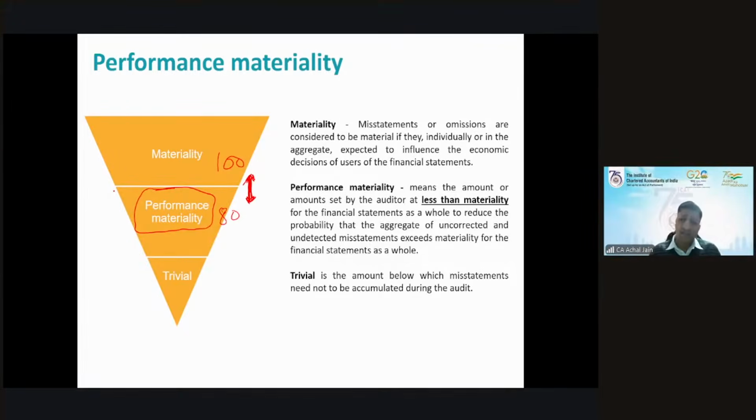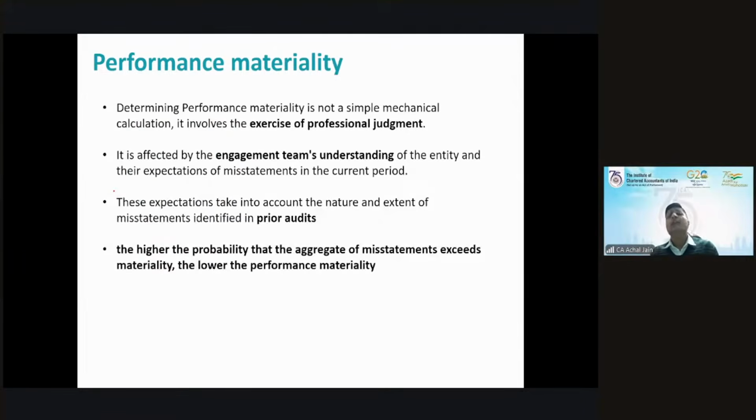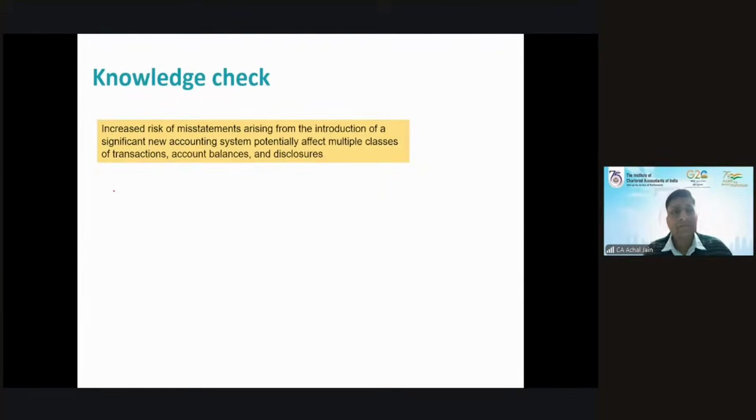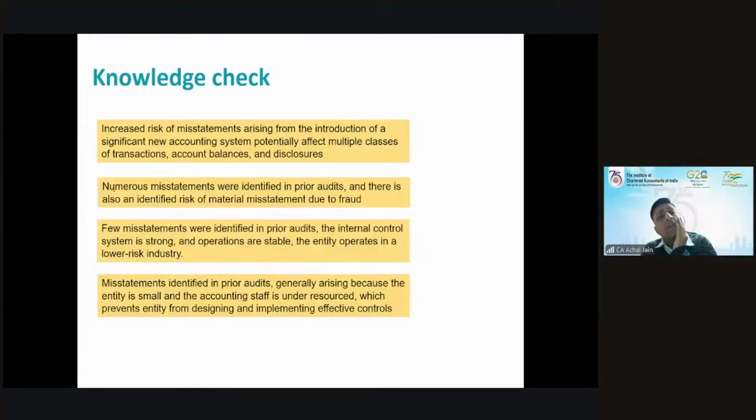Okay, so now all of these things are important. Why? Because they will help the auditor during the course of audit in terms of designing the audit procedures and of course the performance of those audit procedures. Right? Now, let's look at some of the situations as to how this will have an impact on the audit side. Increased risk of misstatement arising from introduction of a significant new accounting system potentially affects multiple classes of transactions, account balances, and disclosures. So this will definitely lead to a decrease in the materiality. That's what the auditor will want.